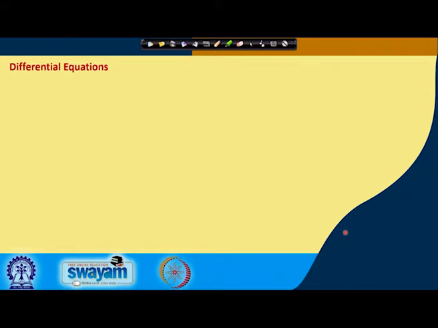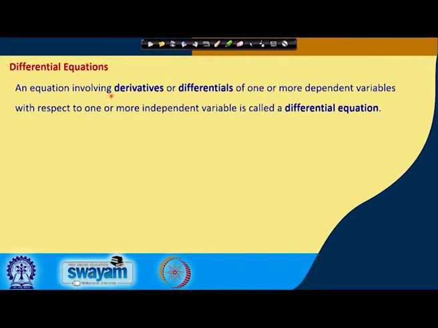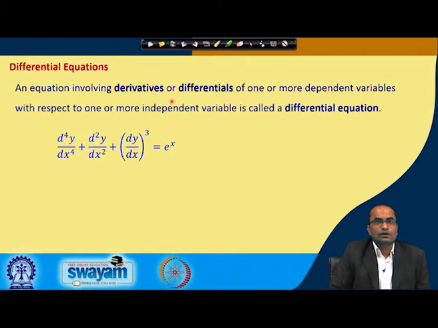So, what is a differential equation? An equation which involves the derivatives or the differentials of one or more dependent variables with respect to one or more independent variables is called a differential equation. Here are some examples of differential equations.